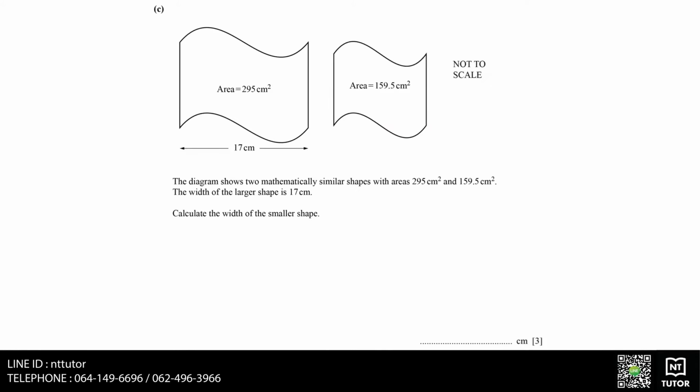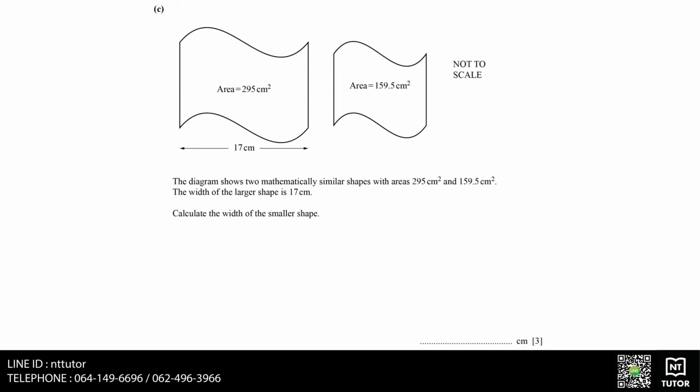C. The diagram shows two mathematically similar shapes with areas 295 centimeters squared and 159.5 centimeters squared. The width of the larger shape is 17 centimeters. Calculate the width of the smaller shape.